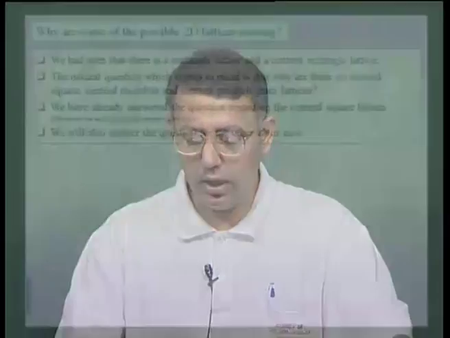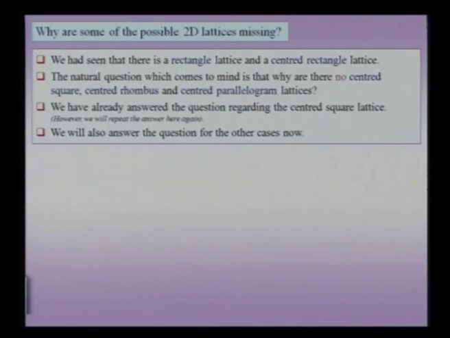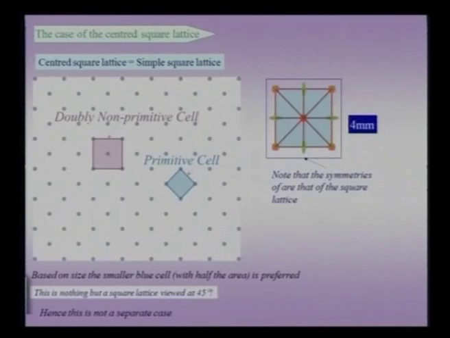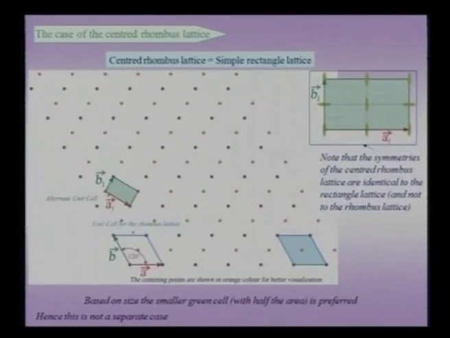We will briefly revise the question of why some of the possible 2D lattices are missing, but now with a little focus on the symmetries of the lattices. If you look at the doubly non-primitive cell or the primitive cell, you can clearly see that it has a symmetry layout which is exactly 4mm. Therefore, both the primitive and the non-primitive cells have a 4mm symmetry, and therefore I would rather go for the smaller primitive unit cell.